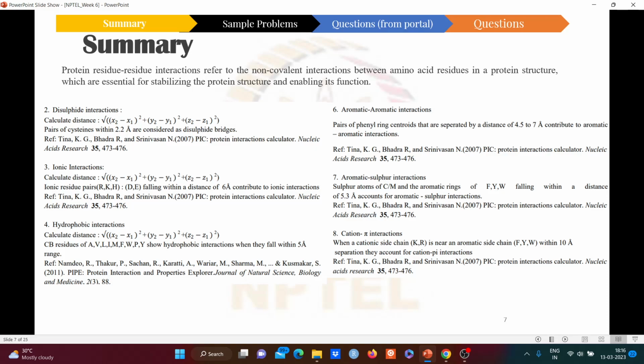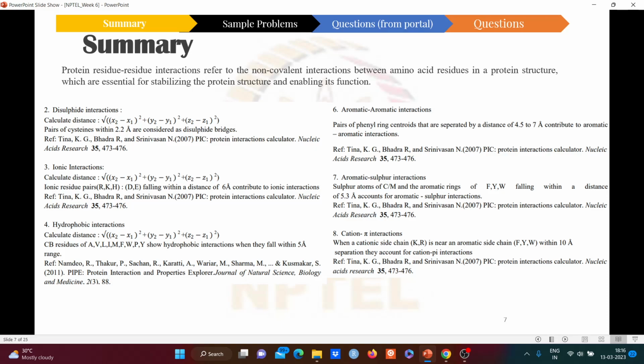Next are cation-pi interactions. These interactions occur between an aromatic ring and positively charged amino acids such as lysine and arginine. So here the maximum range cutoff for this is 10 angstroms.